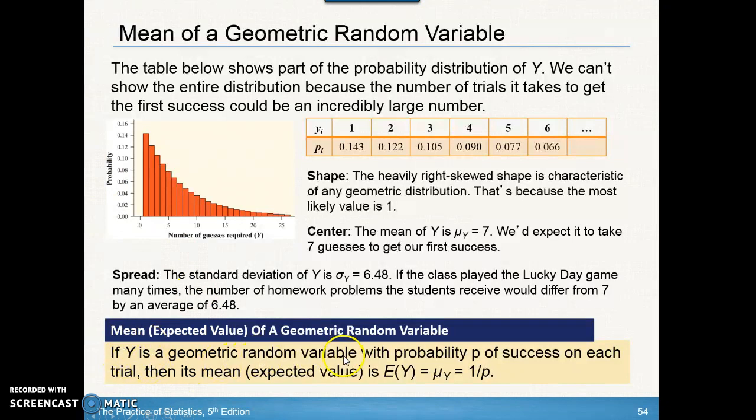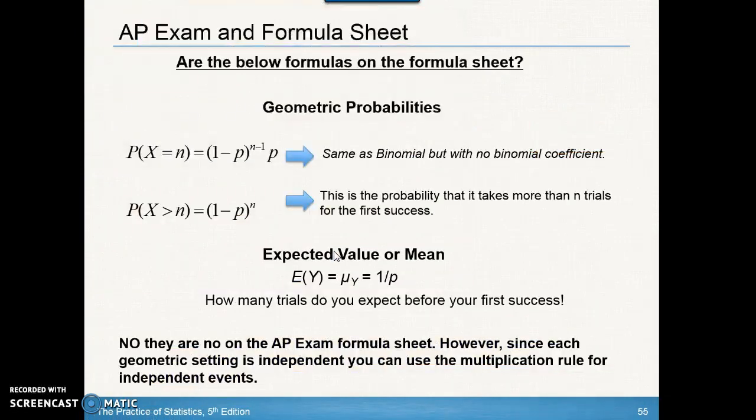If y is a geometric random variable with a probability of success p, then the mean, or the expected value, and we're going to use both terms, mean and expected value, is 1 over p. So the mean of any geometric random variable is 1 over the probability of success. When 1/7 was our probability of success for our lucky day game, 1 over 1/7 gives us 7 guesses to get our first success. On average, it would take us 7 guesses to get our first success. Okay, so what's on the AP exam formula sheet? This is on your AP exam formula sheet under geometric probabilities. Notice it's the exact same thing as a binomial, but with no binomial coefficient.